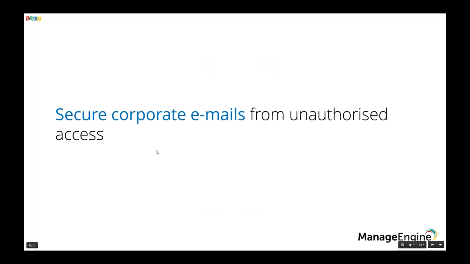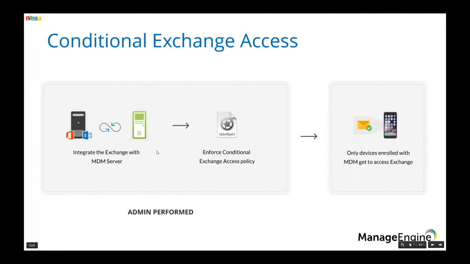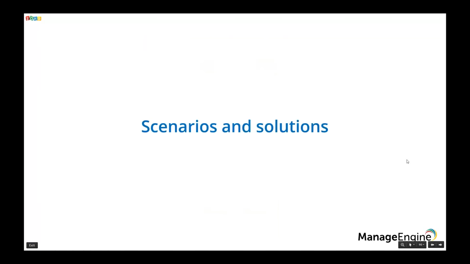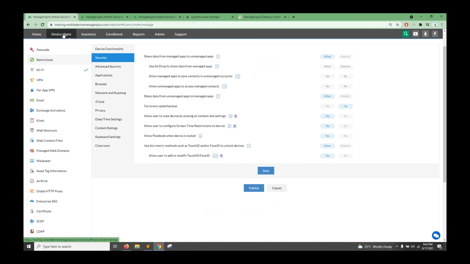All right, now let me show you how we can secure your corporate emails from unauthorized access. So we offer conditional exchange access to all the users here. You can integrate your Exchange server, either Office 365 or on-premise Exchange server, with our MDM, and then enforce the policies. The policy is where you choose that only the devices enrolled with MDM can get access to your Exchange server. For that, you go to the Device Management tab.